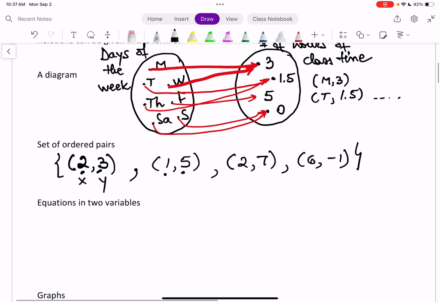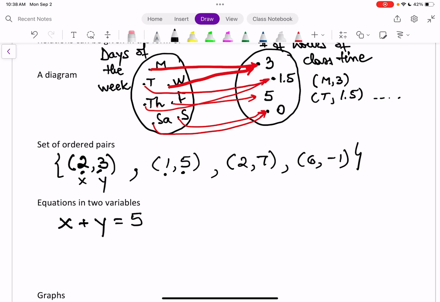Now, of course, the kind of relations that we will be talking about mostly is coming from equations in two variables. So I can give you an equation as simple as x plus y equals 5. This equation here describes a relation between x and y. So here are two numbers, x and y, and what we know is they always add up to 5.